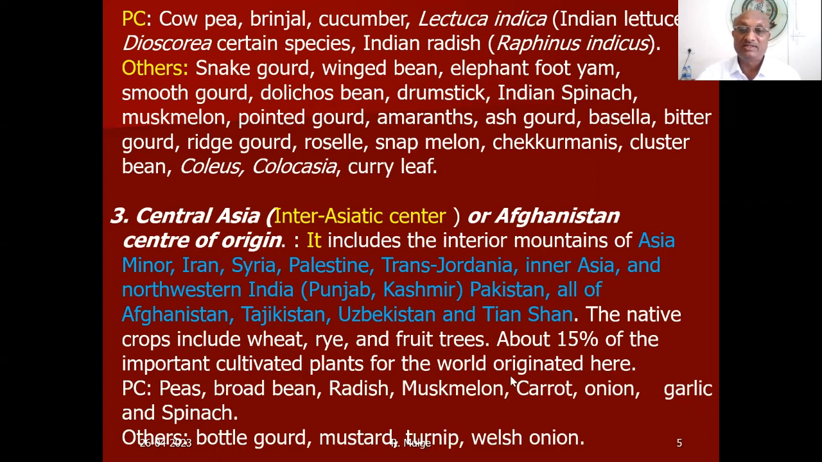So primary center crops are peas, broad bean, radish, muskmelon, carrot, onion, garlic, and spinach. Others include bottle gourd, mustard, turnip, Welsh onion, and others.